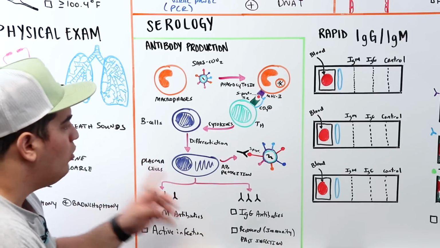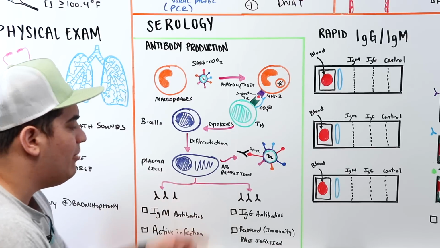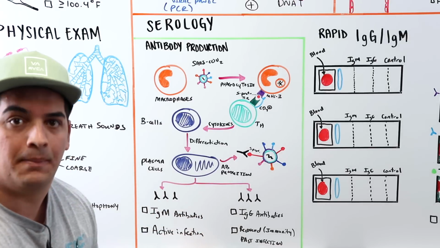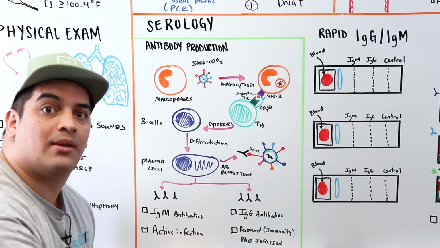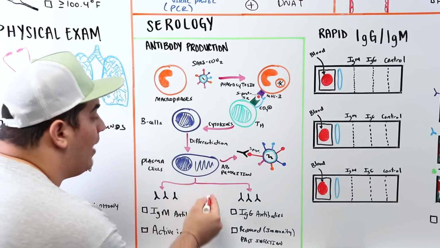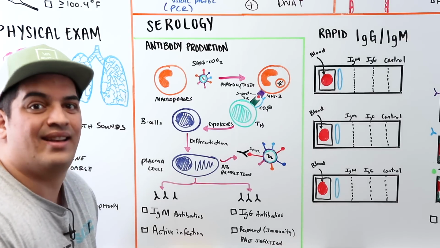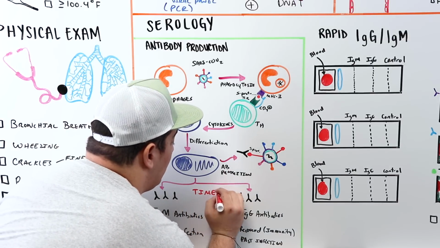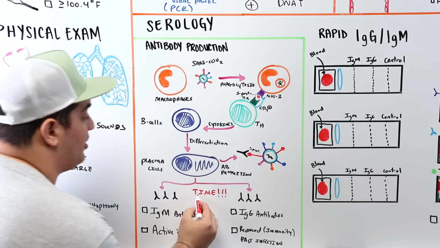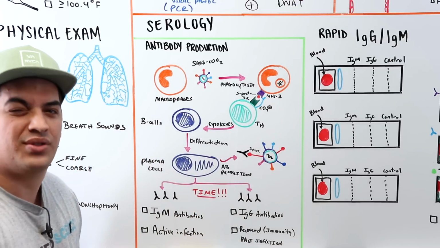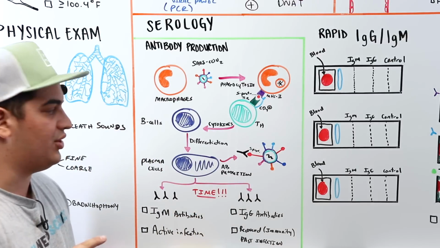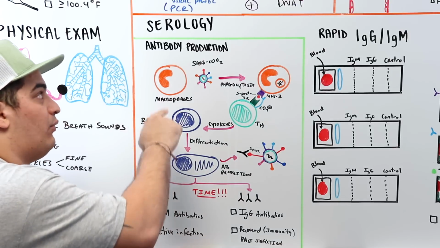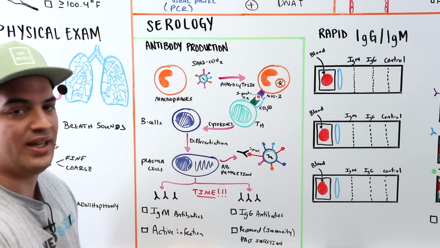Now, the only thing that we have to remember is that this antibody production takes time. So if someone develops symptoms, they might not have a positive antibody test initially. It might take up to a week before these antibodies, particularly the IgM antibodies, are produced. So that's one of the potential disadvantages of these tests. But if we combine it with RT-PCR, they have a great sensitivity.